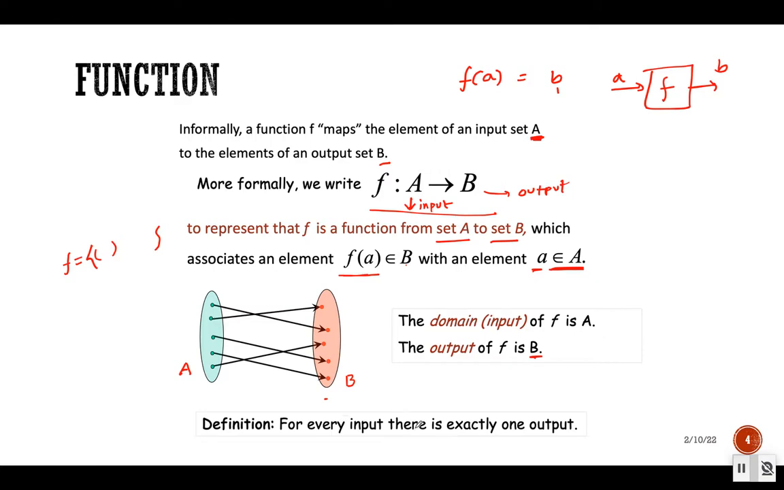For every input there is exactly one output. That's important. For every input there is exactly one output. I cannot write it like that. Let's see, I have one element here in A. So this input, if that's the mapping by F, using this function I cannot have more than one output from one element. For every input there is going to be exactly one output.